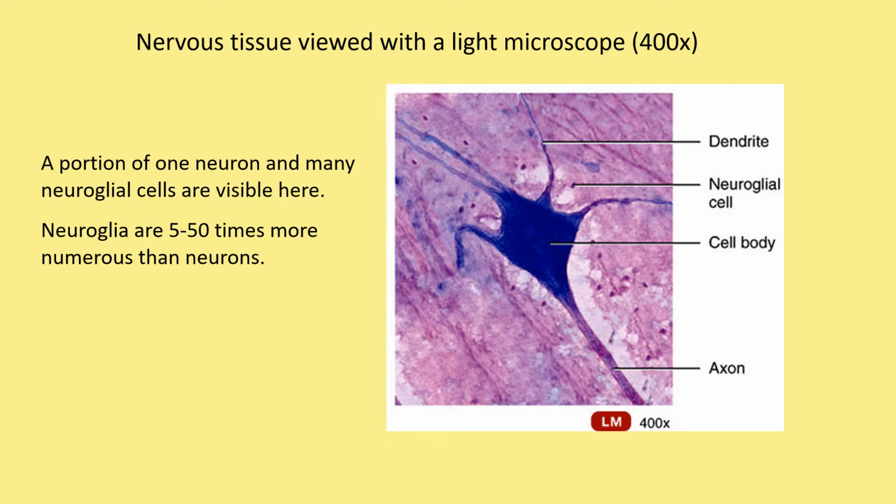Surrounding that neuron, all those tiny dark dots are the nuclei of glial cells or neuroglial cells. Sometimes they're just called glial cells for short. And glial cells are far, far more numerous than neurons.